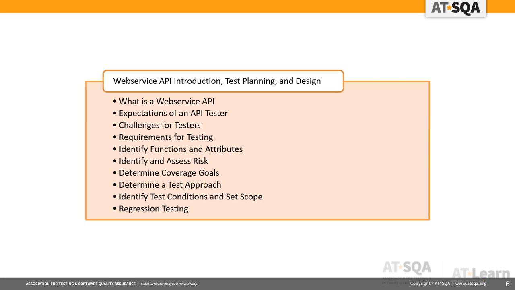How do I determine the coverage goals you want to achieve with API testing? How do I determine testing approach when doing API testing? How do I identify the test conditions and set scopes for the testing effort? We will also go over regression testing for API testing.